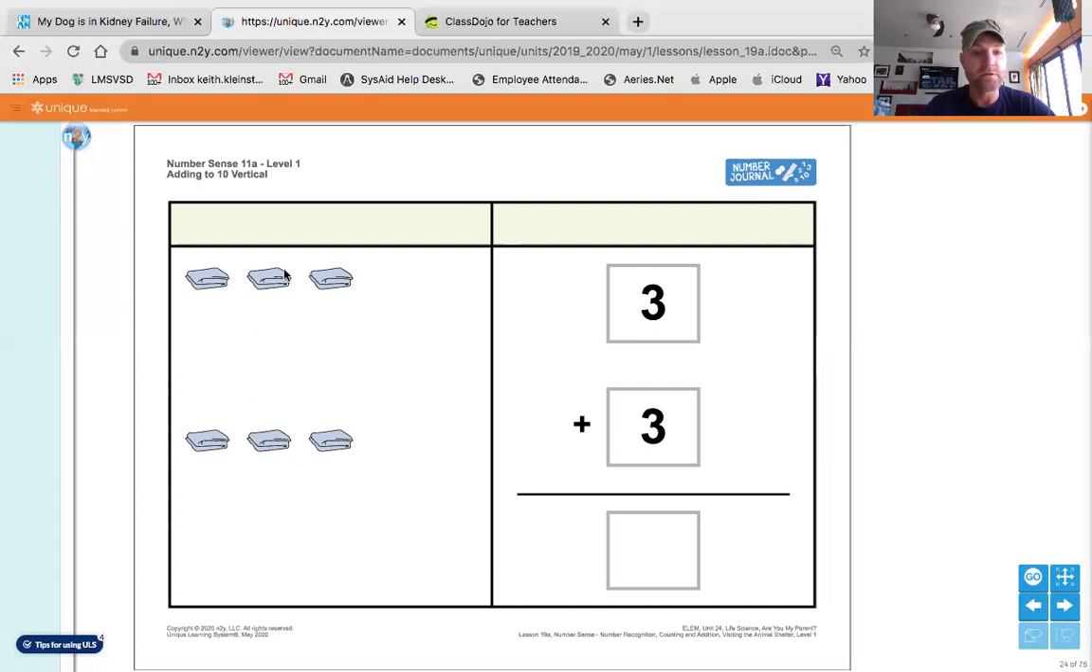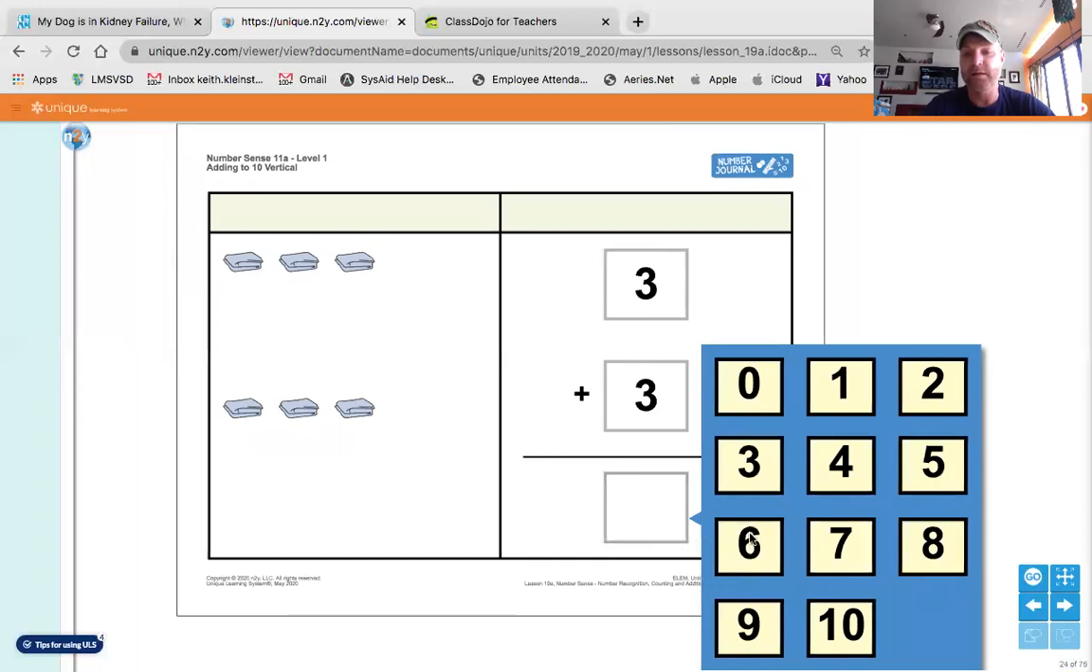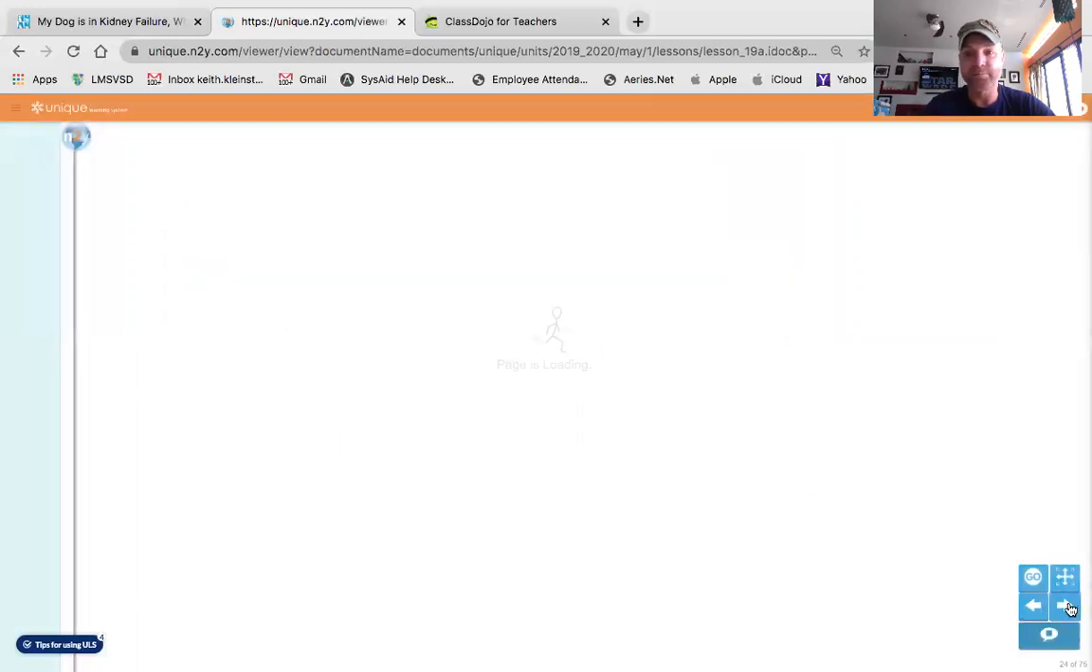Let me click on these. So we got 3, 4, 5, 6. So our answer would be, we got to find it. There it is, 6. So 3 cows plus 3 cows is 6 cows.